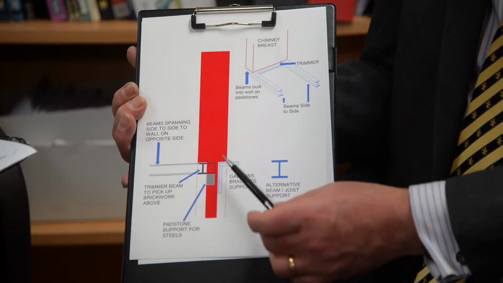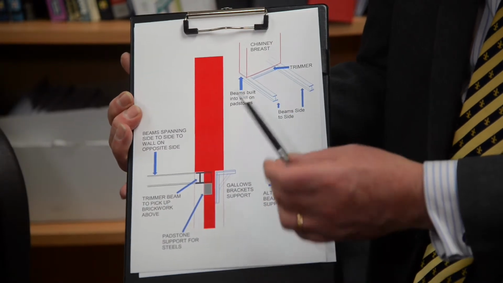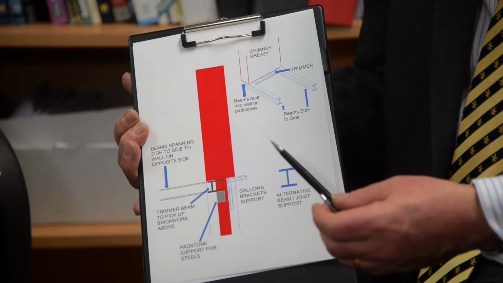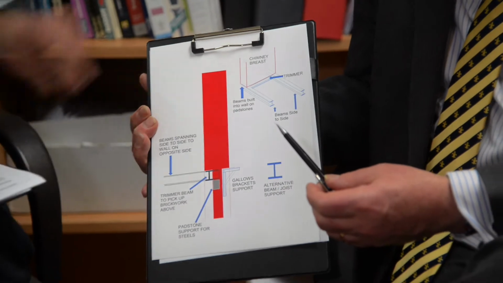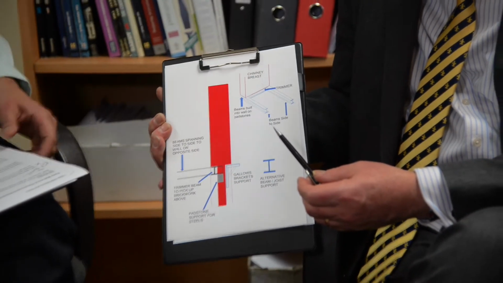And that's just put in place. It's rammed and dry packed quite nicely, and that will then provide you with the support you need. Okay, that's showing beams coming out perpendicularly to the chimney breast.